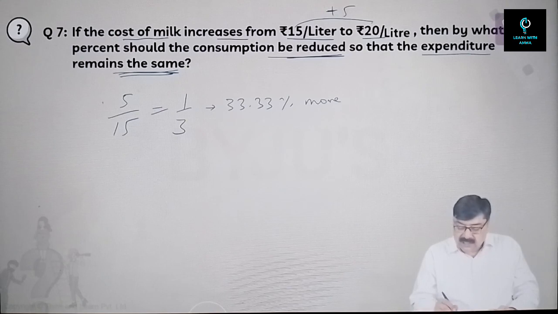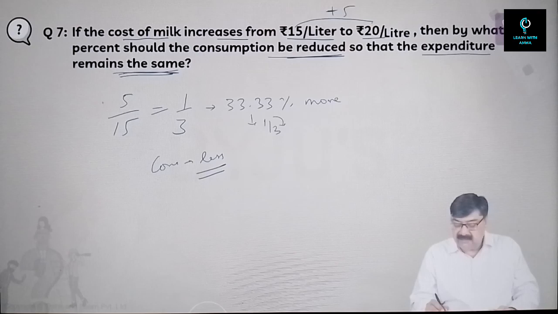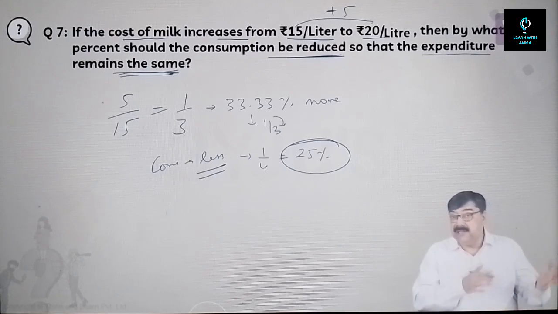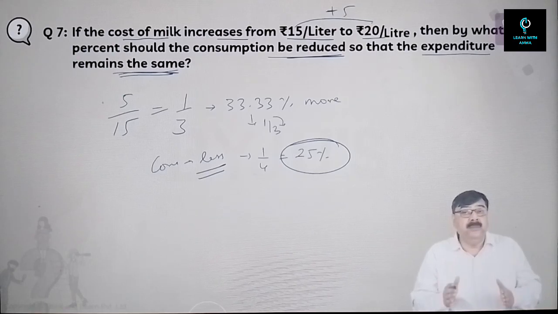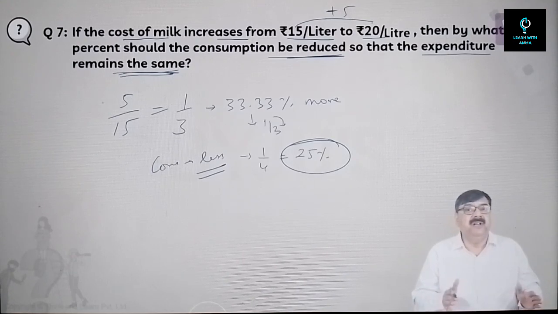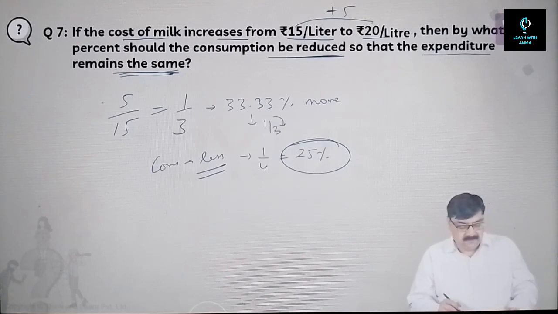So consumption should become less by how much? Well, 33.33%, you know, is 1 by 3. So 1 gets added here. You know, 33.33% will be having a pair with 25%. So 1 by 4 is 25%. So if cost is increased by 33.33%, then in order to maintain the same expenditure, the consumption has to be reduced by 25%.